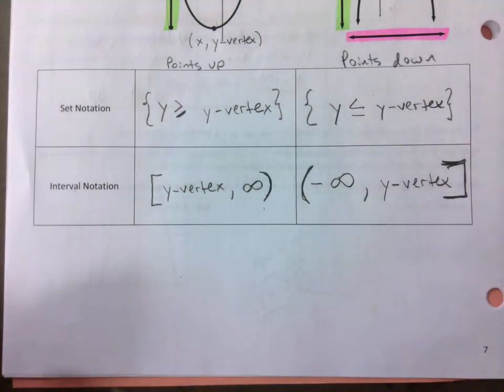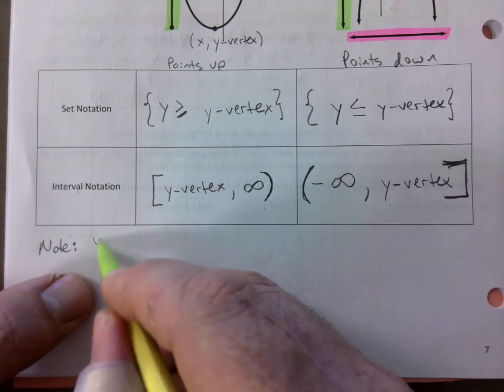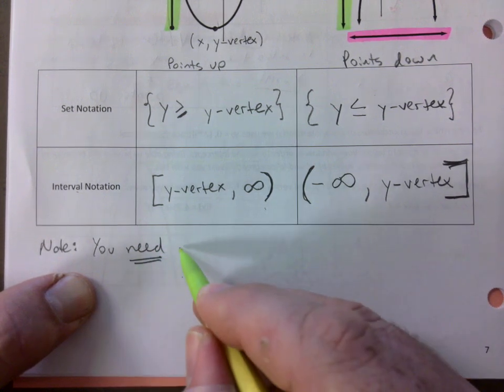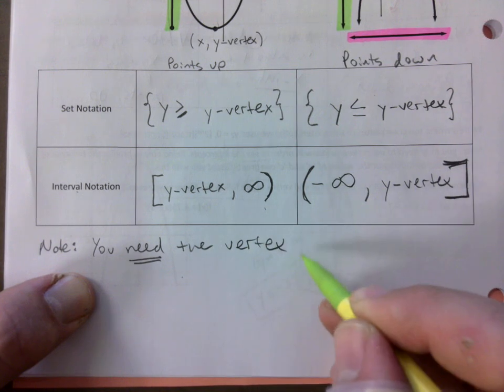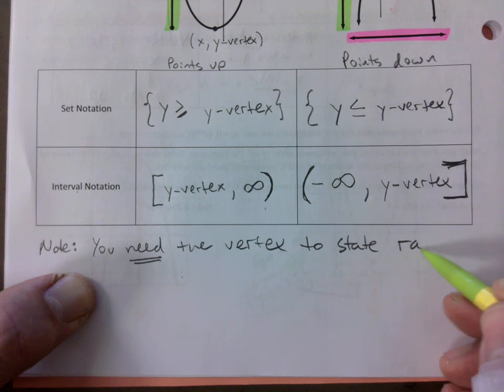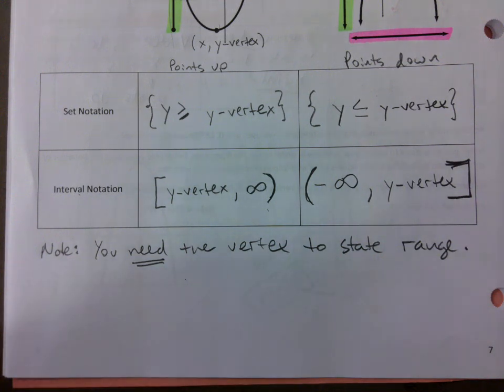I'll say this here. Note, you need the vertex to state range. If you do not know the vertex, you're not going to be able to state the range of the function. Okay.